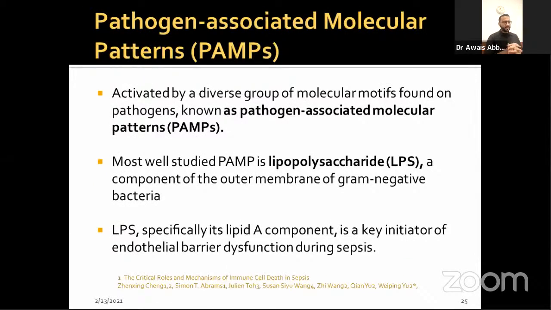So I'll just touch base on the concept of pathogen-associated molecular patterns, or PAMPs. We call it PAMPs. So what are PAMPs? PAMPs are activated by a diverse group of molecular motifs found on pathogens that we label as PAMPs. If I were to simplify this, these are molecular triggers that are released by the pathogens that trigger the immune paralysis cascade.